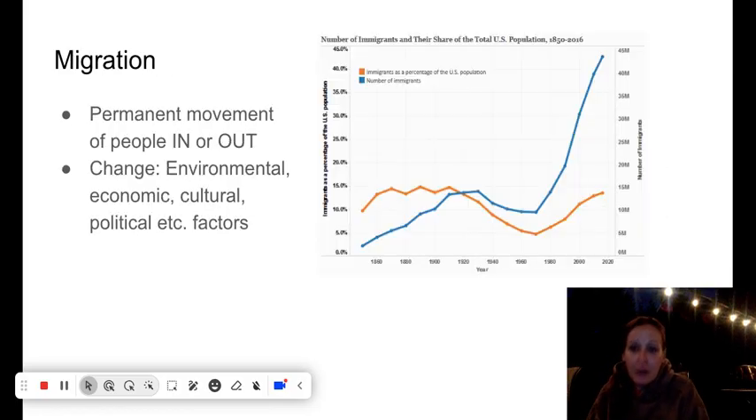All right, migration. We know what this is. It's the permanent movement in and out. It's not you visiting. It's not you working for a few months, right? It's you're going someplace and you're staying. What causes this? Well, we know about push and pull factors, but it's also changes in the environment. There's economics, there's cultural factors, there's political factors, there's a whole bunch of reasons.